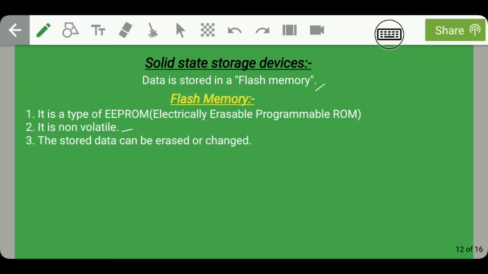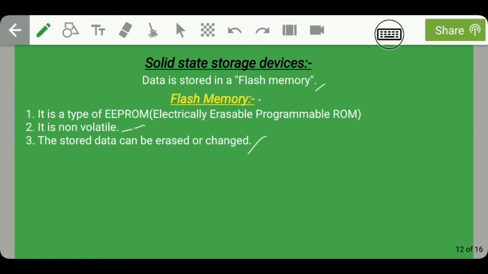Moreover, it is non-volatile, that is, even if the power is off, the data remains. That is what we have studied in case of ROM, that if the power gets off, the data remains in the memory. Whereas RAM is a volatile memory, that is, if the power gets off, the data also gets lost. So this flash memory is a non-volatile type of memory. Moreover, the stored data can be erased or changed.